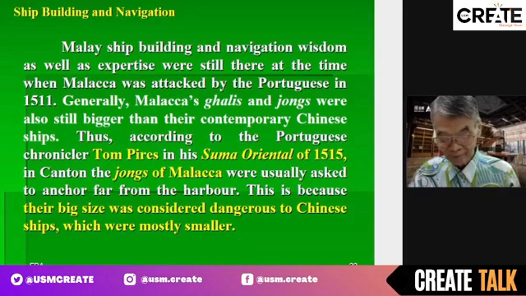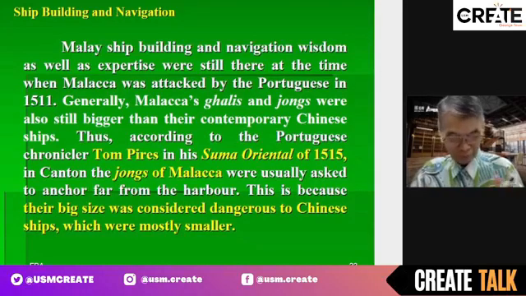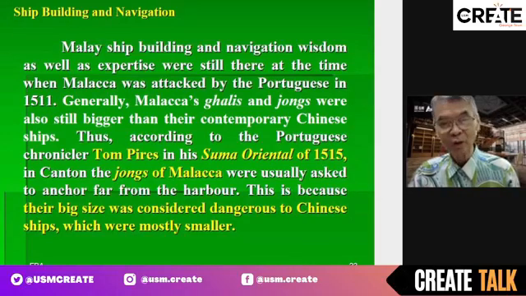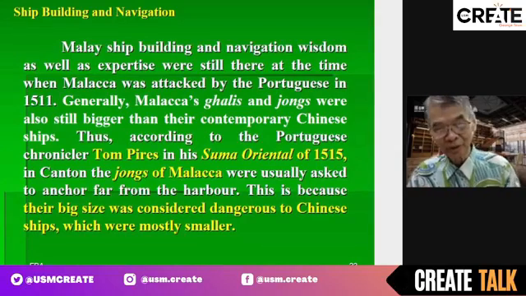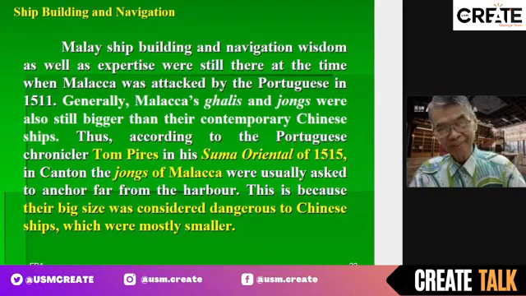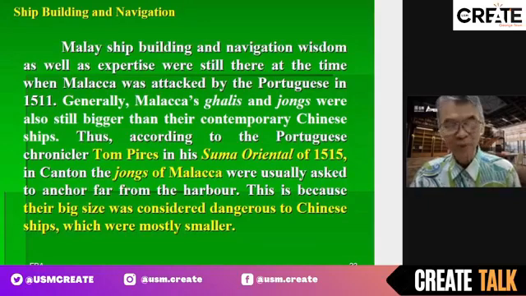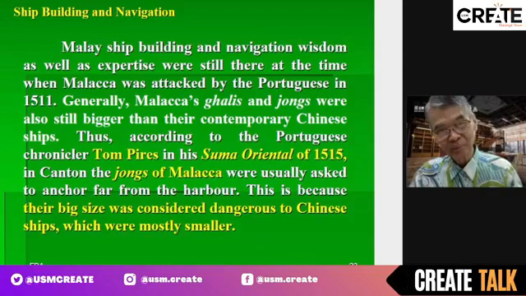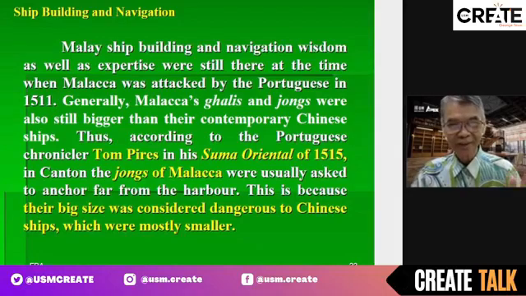Why? The reason is easy. This is because their big size was considered dangerous to Chinese ships, which were mostly smaller at that time. So even if there were only about 20 to 50 Chinese ships around the harbor, no Malay jong or Malay galleys would be allowed to come close to the harbor. They had to be anchored far away. This was a fact, and there was a time when Malacca had already gone down. Sriwijaya was already lost in memory.